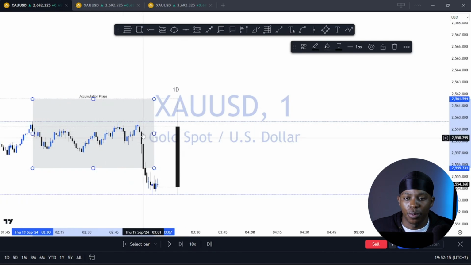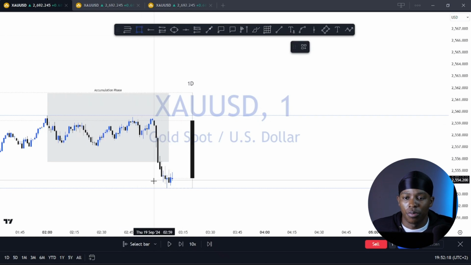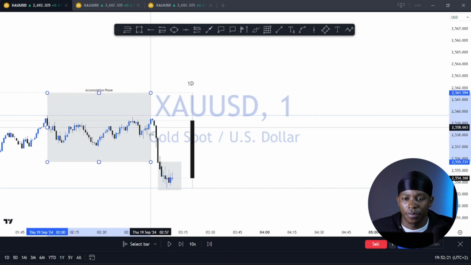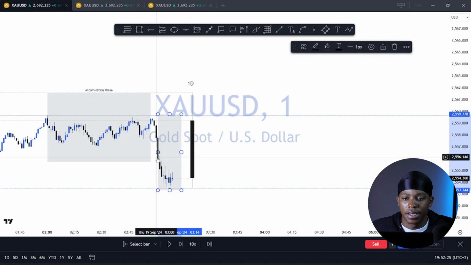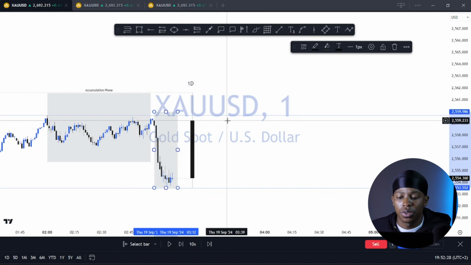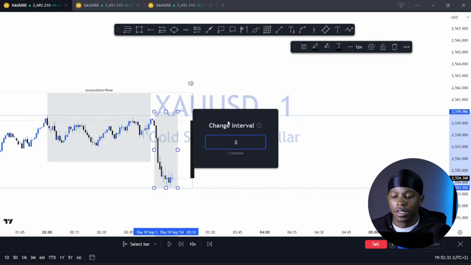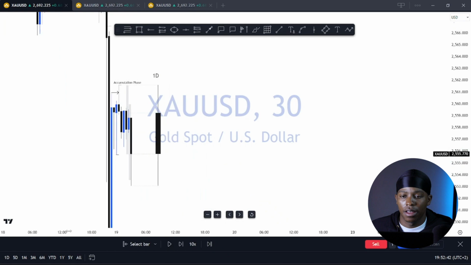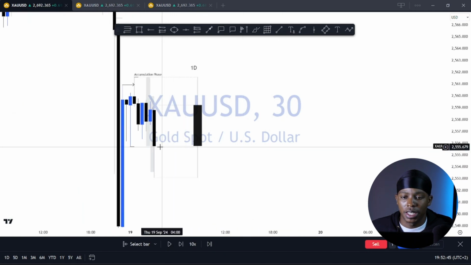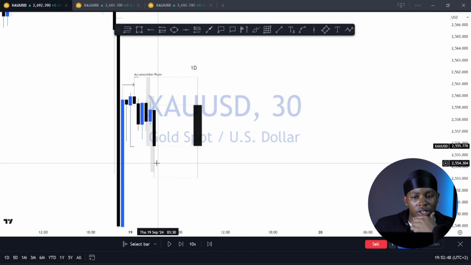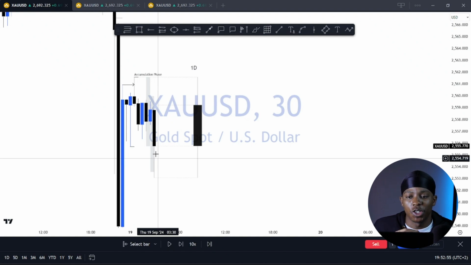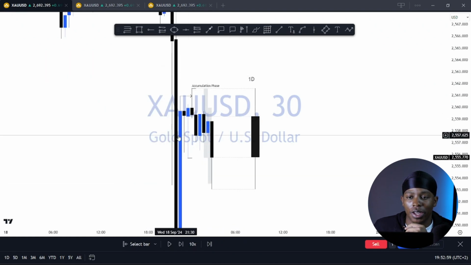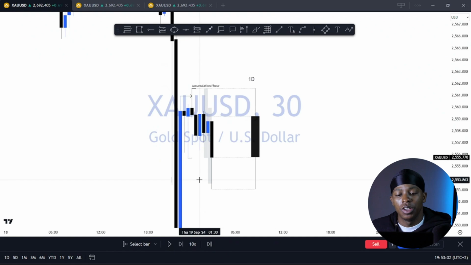So what do we have? We have a breakout to the downside, right? So that breakout, this is our manipulation phase, right? So why is this our manipulation phase? If you were to move to perhaps the 30 minute time frame, you will see this long wick, right? So one way to characterize a manipulation phase is that it's usually that long wick. If not that long wick, that long candlestick. So for example, this long wick right here, right?